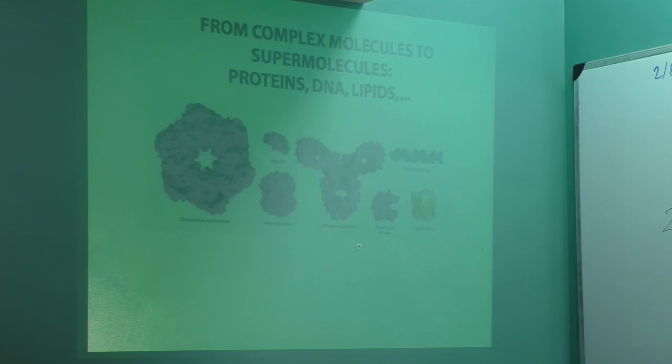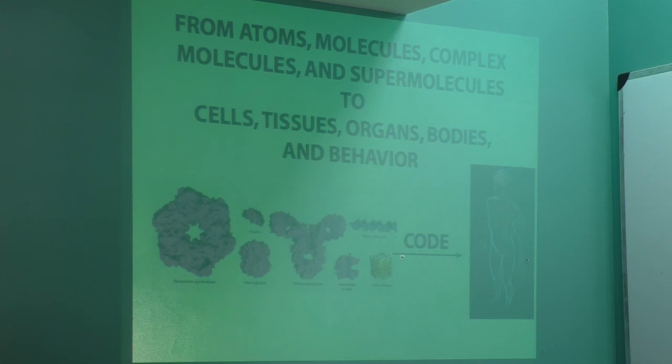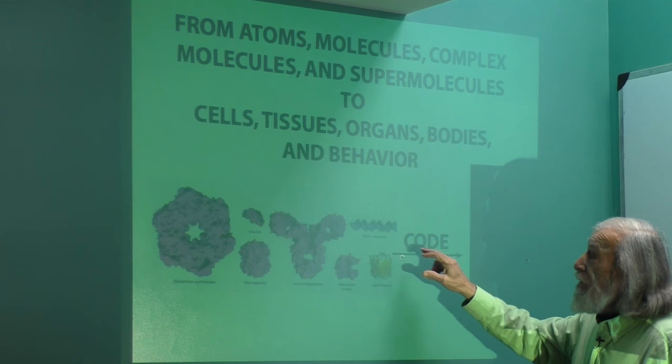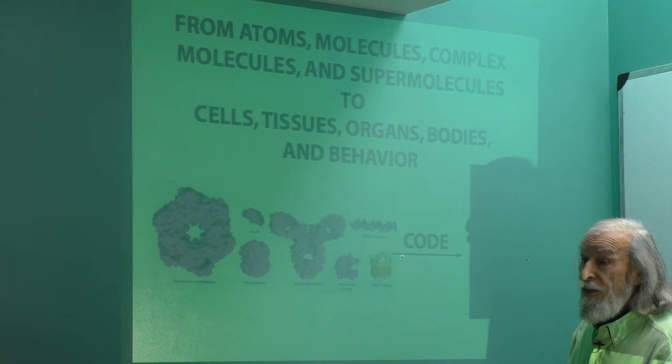And then the next step up are cells, tissues, organs, bodies, and behavior. So there is a code that has slowly evolved and moves from all of these very simple things, beginning with the bit, to very complicated things that are contained in the code.